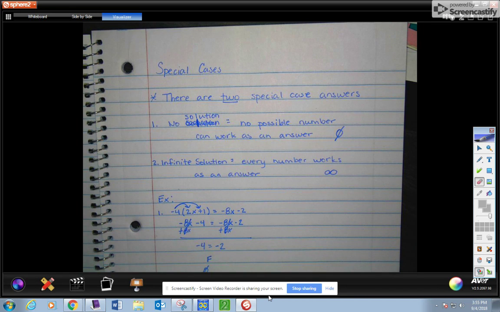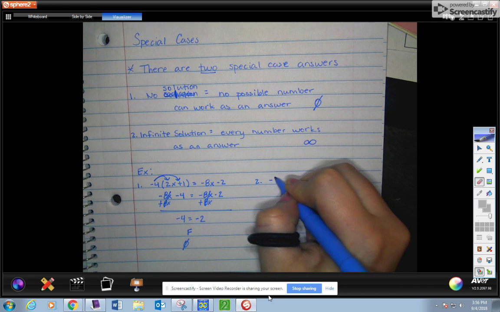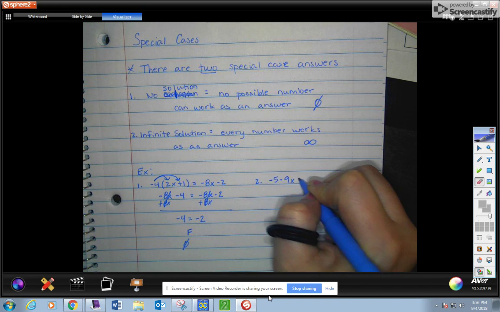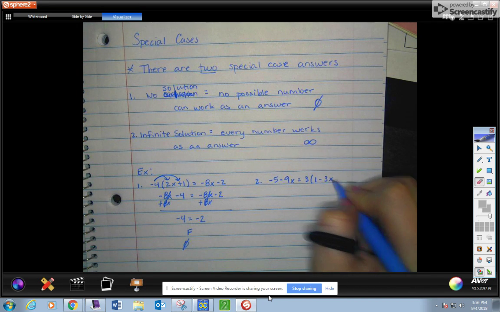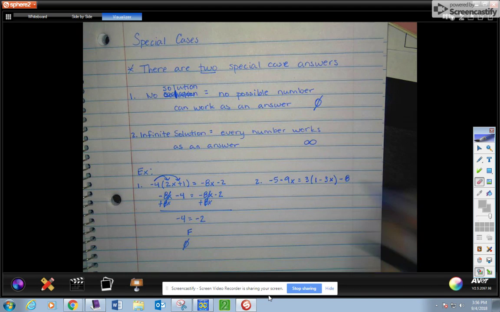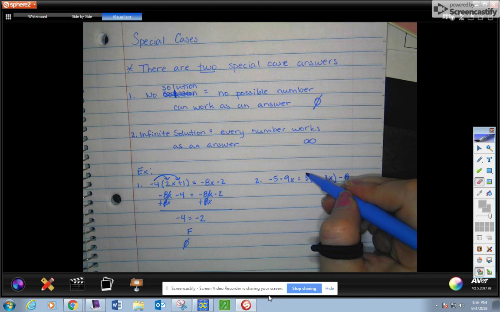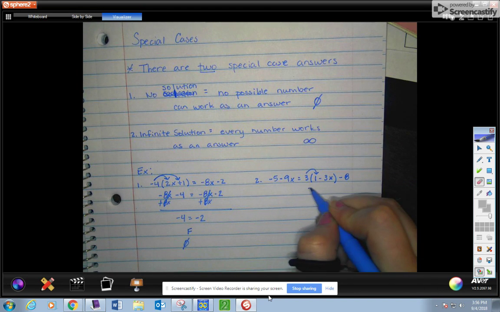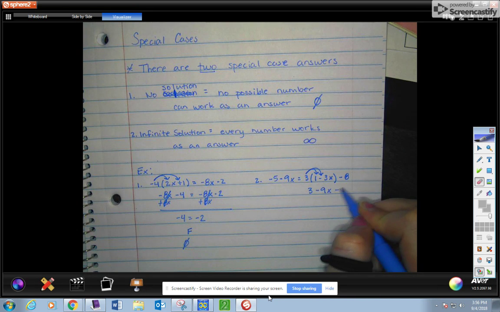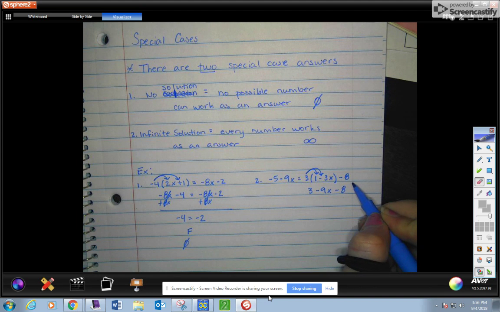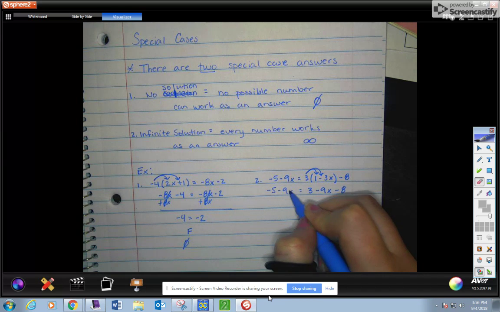You're done. Okay, for example 2, we are going to do -5 - 9x = 3(1 - 3x) - 8. Again, for this problem, the first thing you're going to do is distribute. You're going to take the 3 and distribute it inside the parentheses. 3 times 1 is 3. 3 times -3x is -9x. Bring down that minus 8 because that 3 does not hop all the way over there. Bring down the equal sign, and this side is still -5 - 9x.